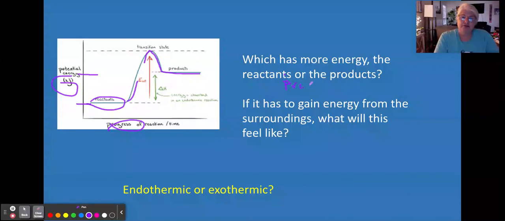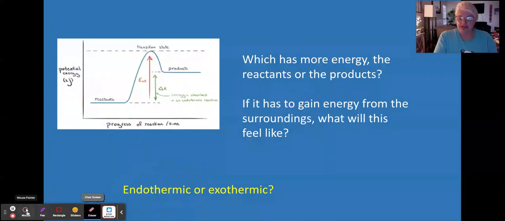In order for the products to have more energy, did they have to gain energy or did they have to lose energy? And I would say in order to be higher than where you start, you have to gain energy. If it's gaining energy from around itself, it's going to feel cold. Okay, so this would be endothermic. So in an endothermic reaction, the products will be higher on the kilojoule side than the reactants. Hope that makes sense.